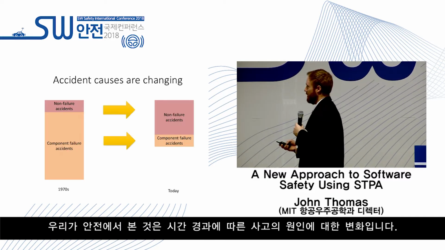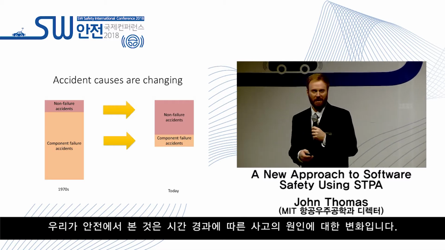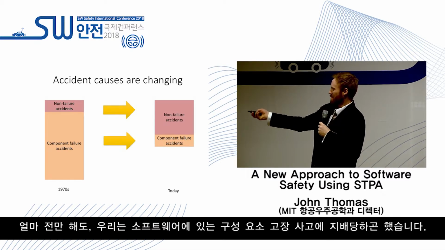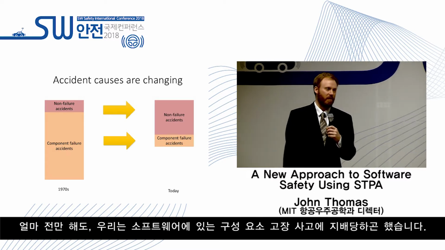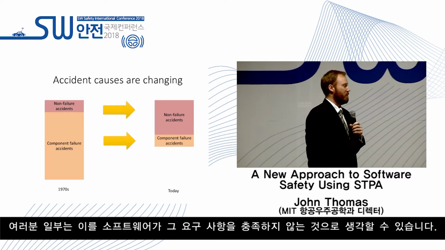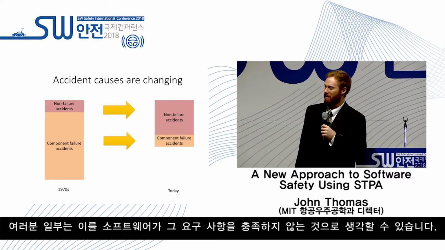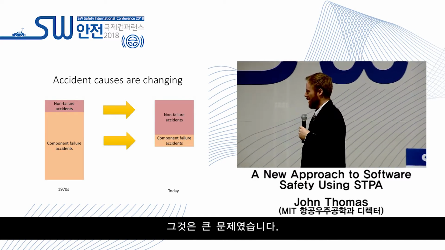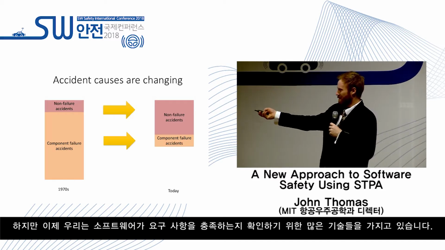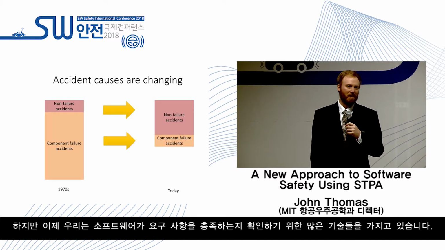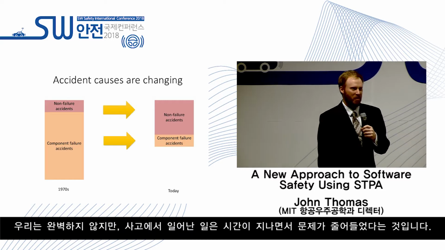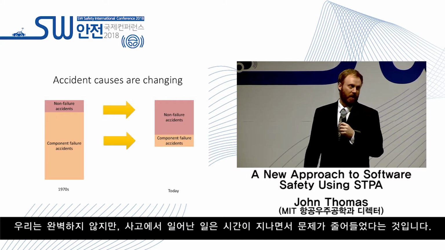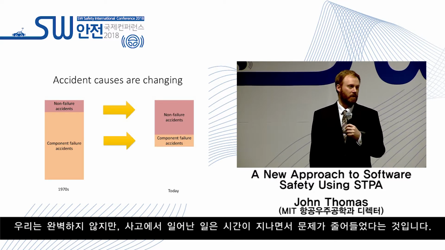What we've seen in safety is a transition in the causes of accidents over time. A while ago, we used to be dominated by component failure accidents. In software, some of you may think of this as software not meeting its requirements. That used to be a big problem, but we've got a lot of techniques now to try to verify whether software meets its requirements. We're not perfect, but what's happened in accidents is that problem has gone down over time.